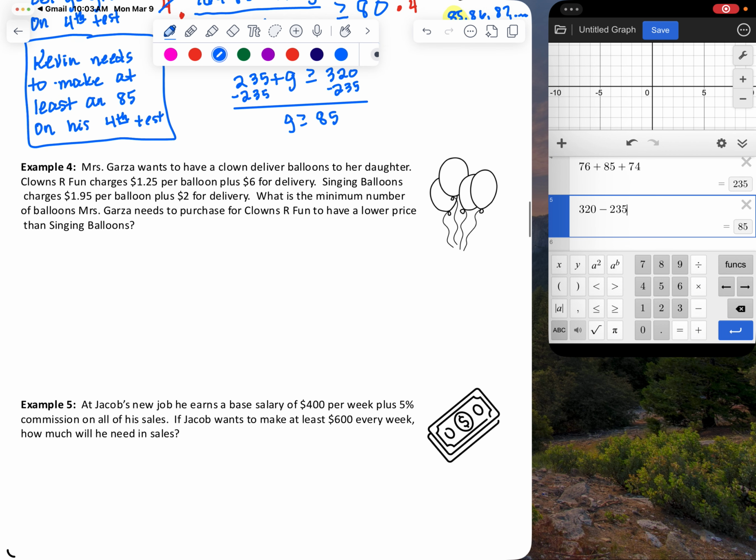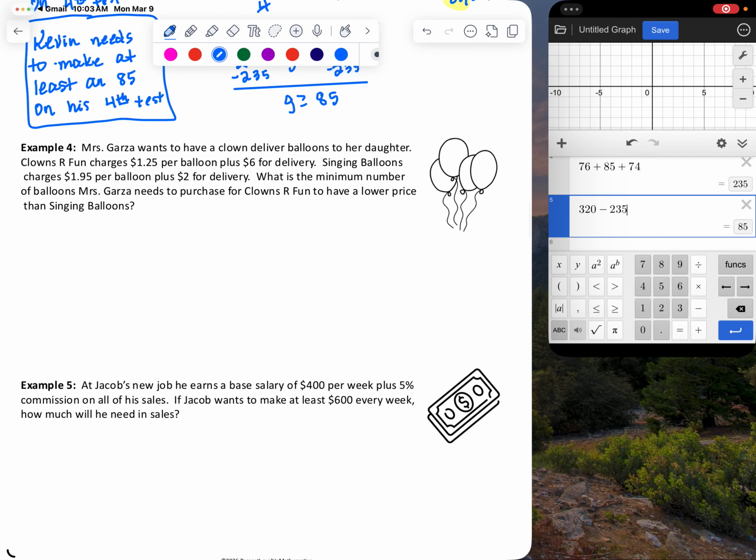All right, example 4. Mrs. Garza wants to have a clown deliver balloons to her daughter. Clowns Are Fun charges $1.25 per balloon plus $6 for delivery. Singing Balloons charges $1.95 per balloon plus $2 for delivery. What is the minimum number of balloons Mrs. Garza needs to purchase for Clowns Are Fun to have a lower price than Singing Balloons?